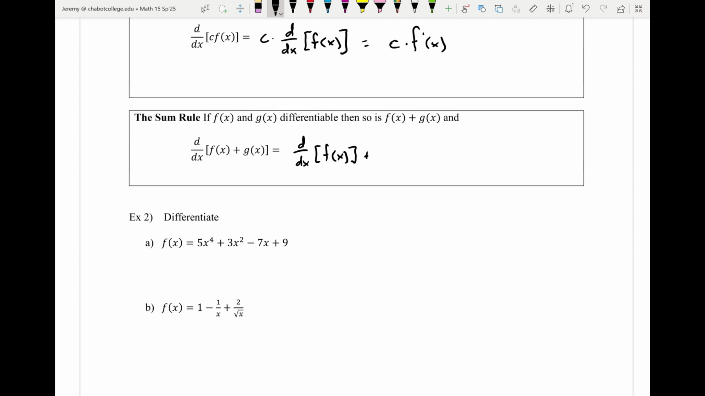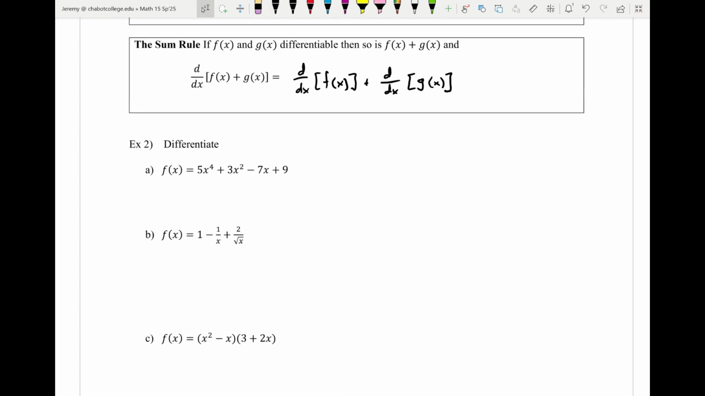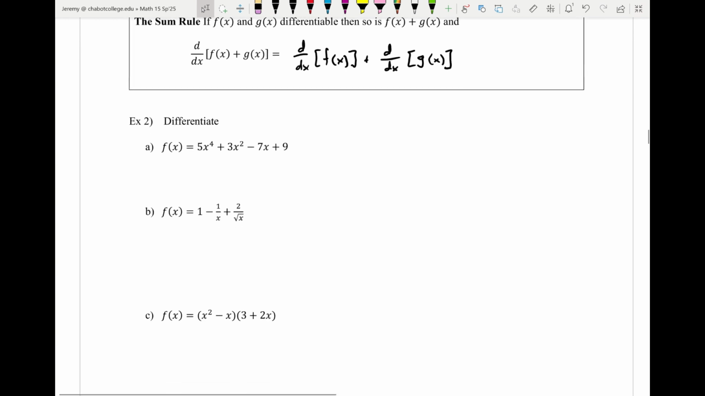Okay, so this means that we can differentiate term by term. So if we have a whole bunch of terms lined up in a function and we want to take the derivative, we don't have to worry about dealing with them all at once. We can take them one at a time. So in example 2, we want to differentiate a few of these functions here.